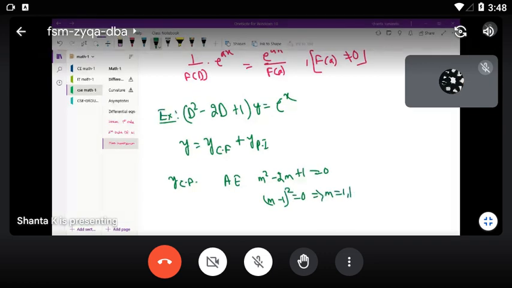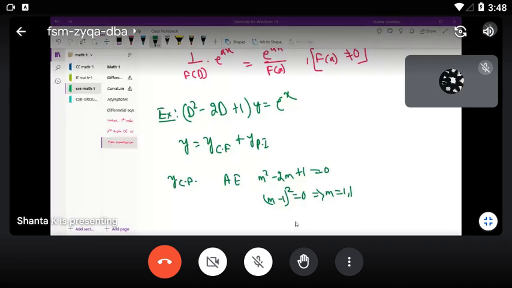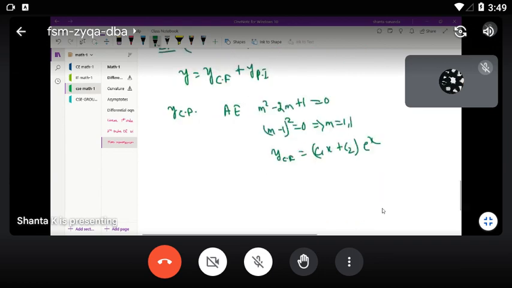Okay. So here the complementary function, we already know, since the root is 1, repeated and real, will be (c1 plus c2 x) e power x. This will be the complementary function every time. So this is how you find the auxiliary equation of the corresponding linear homogeneous equation and find the solution for that. That will be the complementary function. Okay. Now for the particular integral.